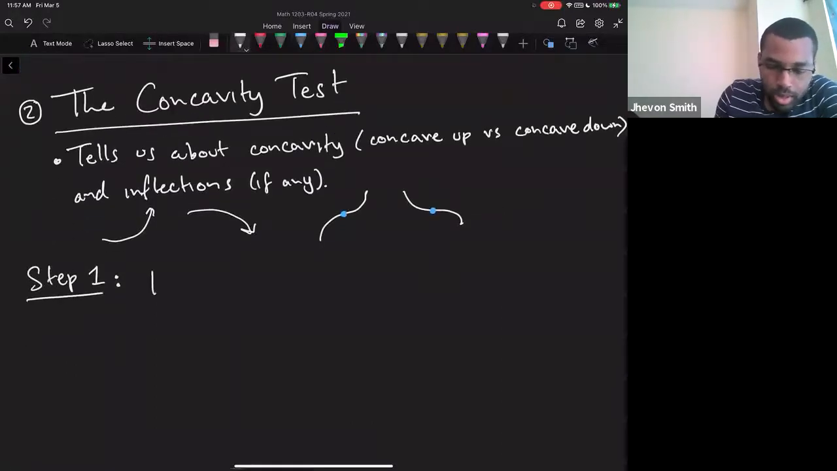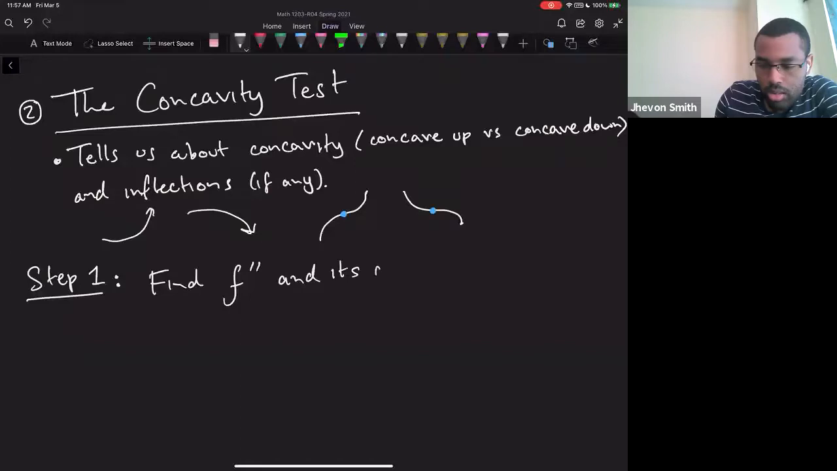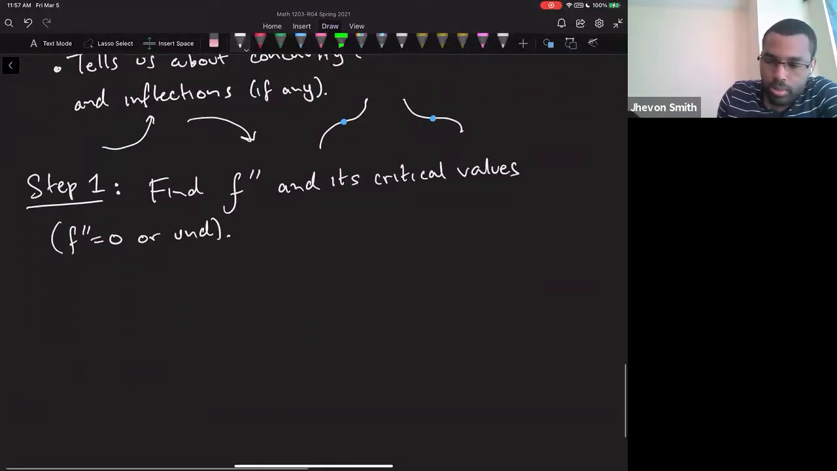Step one, you're going to find f double prime and its critical values. Which means, f double prime equals 0 or undefined. Step two, again, you're going to plot these on a number line.